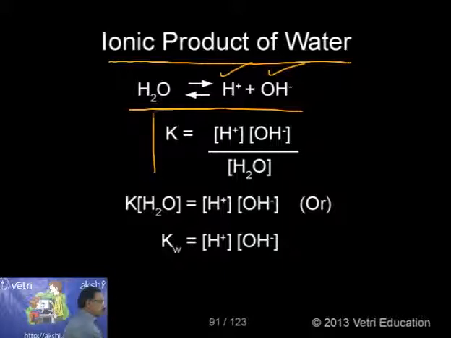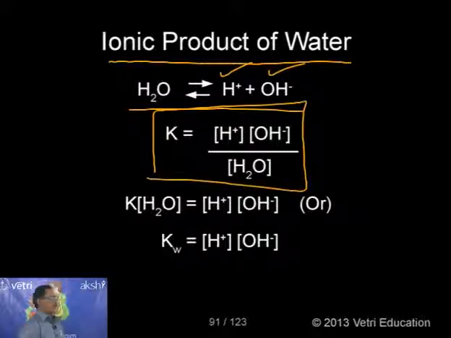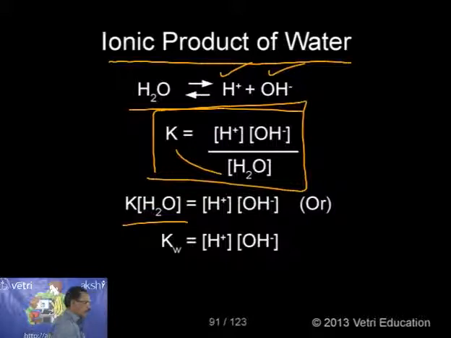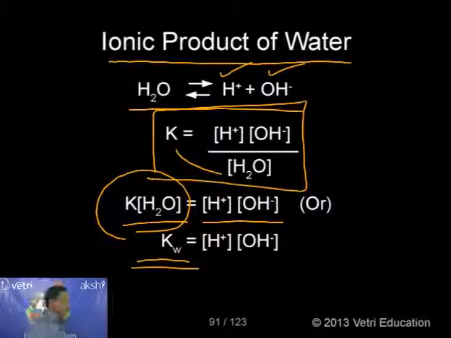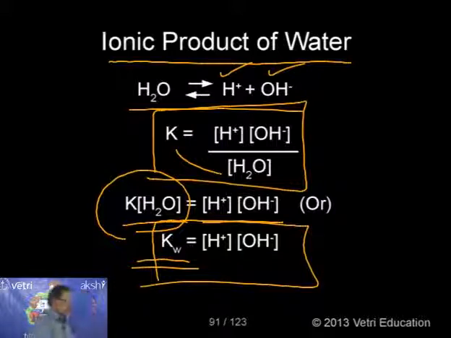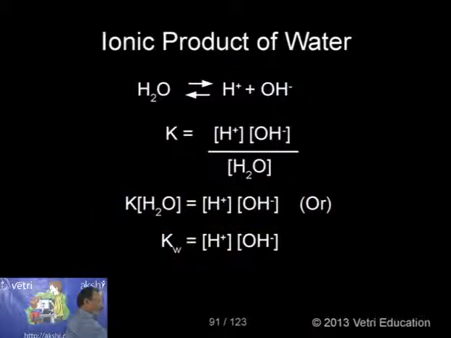For this, again I am using the equilibrium constant, K equals H plus into OH minus divided by H2O. The interesting thing here is that K into H2O is equal to H plus into OH minus. Now I introduce a new term for K into the concentration of water, that's called the ionic product of water. Kw is equal to H plus into OH minus. So this product of H plus and OH minus is called the ionic product of water. This is the most important information.